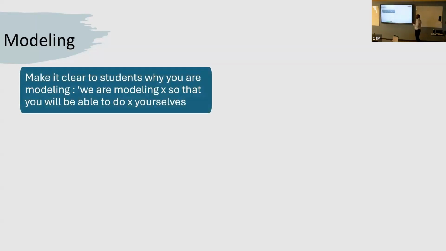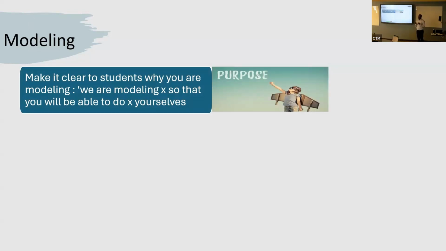When we are modeling, we need to be intentional, right? We need to talk about the purpose of what we are doing. Do not take for granted that, oh, well, I am modeling a concept or a skill and the students will just follow.